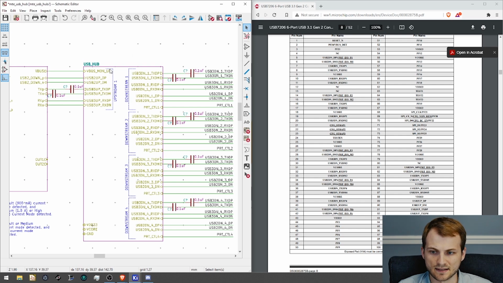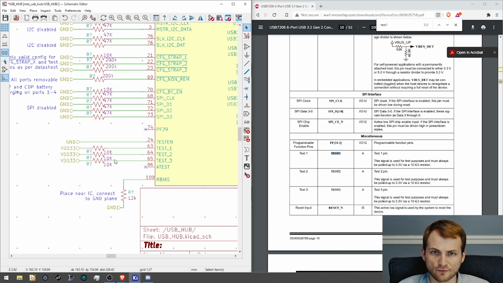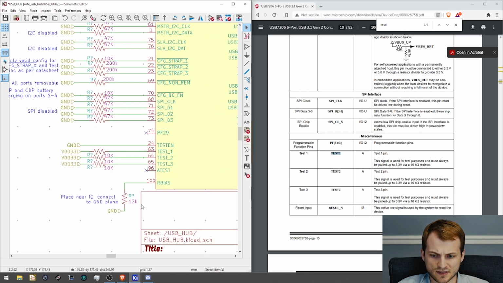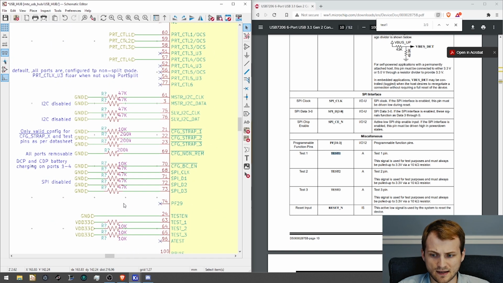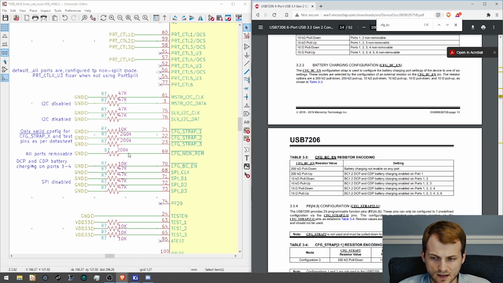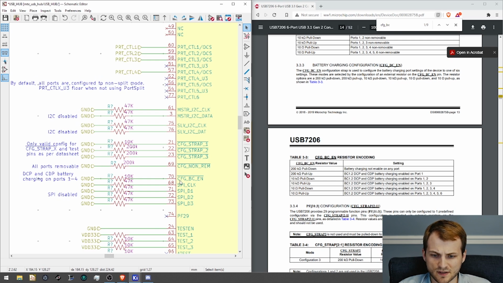So next is the USB hub, and this one was a heck of a lot more interesting. So first there's a group of test pins. These are used just internally. It tells you exactly how to set them up, so I just listened there. R bias is just a pull down with a specific value. It's used for internal biasing one of the current sensors, and just tie it straight like they say. PF29 is just a non-connect. SPI is disabled.